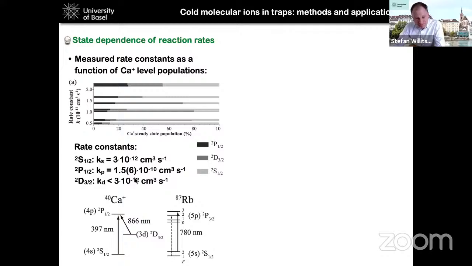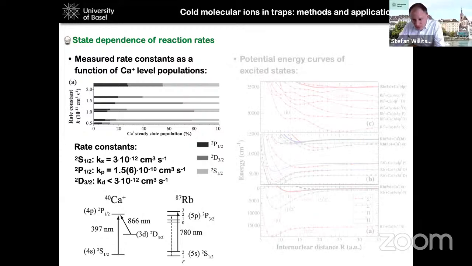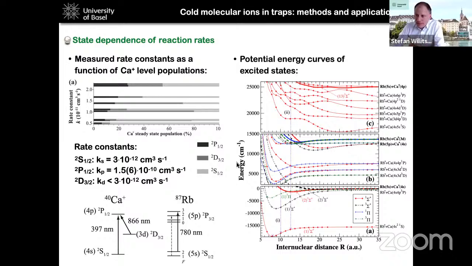And it turned out that collisions with calcium ions in this excited P state are clearly the fastest, by more than 2 orders of magnitude compared to collisions in these other two states. Now, why is that? Why do we have such a pronounced state dependence of the rate constants of these collisions? A qualitative explanation for this can be gleaned from a fuller potential energy diagram of this collision system.